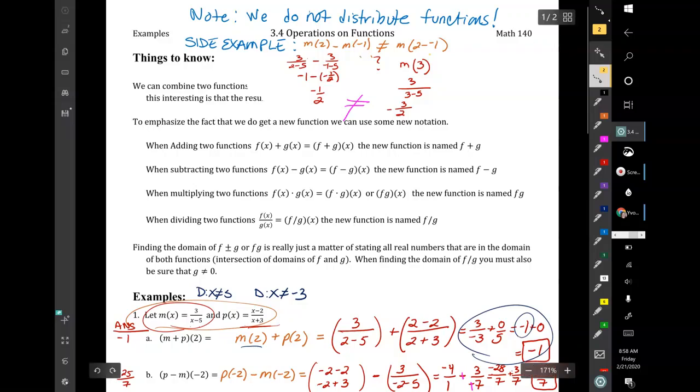And if I were to calculate this out, just take the difference of those two numbers and pop that in as m of 3, I definitely don't get the same answer. I get 3 over -2, which is not equal to -1/2. So do not distribute functions.